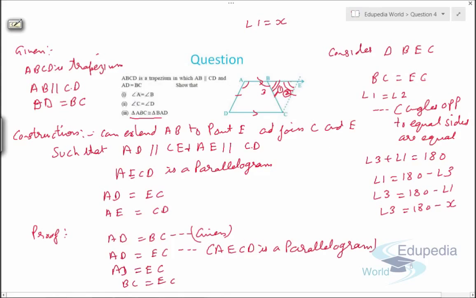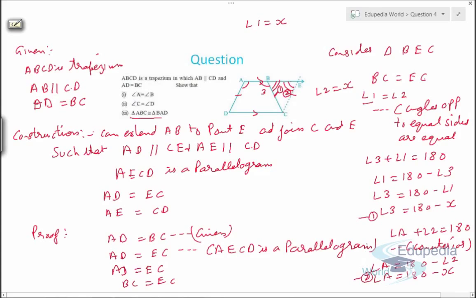Now, if you see properly, AECD is a parallelogram, so we can say that angle A plus angle 2 is also equal to 180, right? Why? Because they are co-interior angles. And why are they co-interior angles? Because AECD is a parallelogram. So angle A equals 180 minus angle 2. Since angle 1 is x and angle 1 equals angle 2, angle 2 is also equal to x. So we can write angle A equals 180 minus x. Let's say this is 1 and this is 2.